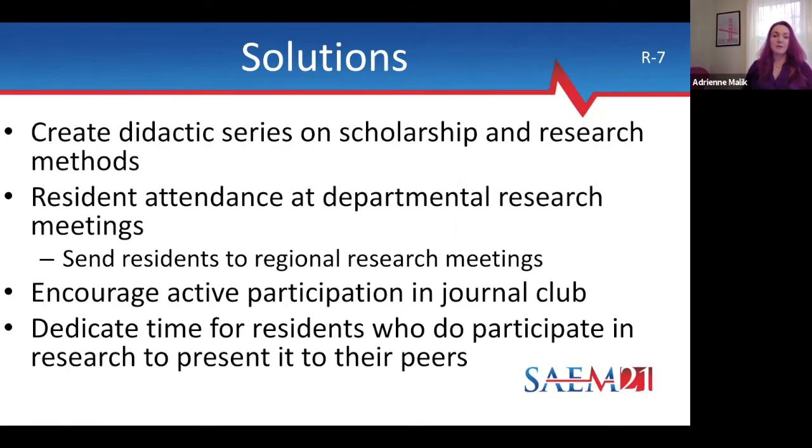Additionally, encourage active participation in journal club. I know it's hard to find time to do this, but your residents will really benefit from it. The more they have to actively engage with evidence-based medicine and publications, and break down and evaluate whether or not this represents good research, the easier it's going to be for them to initiate their own. Additionally, try to dedicate time for the residents who do participate in research to show what they're doing to their peers. If you see somebody that you know doing research, it also becomes much less intimidating to you.